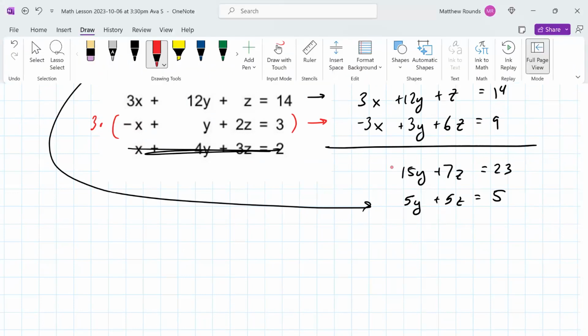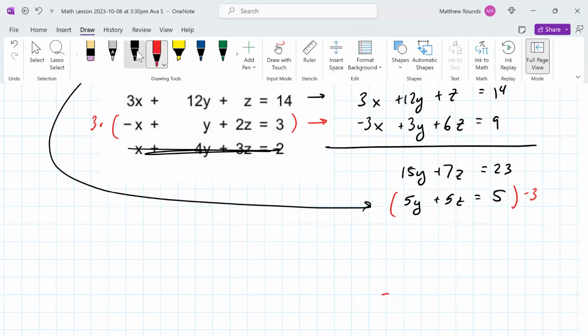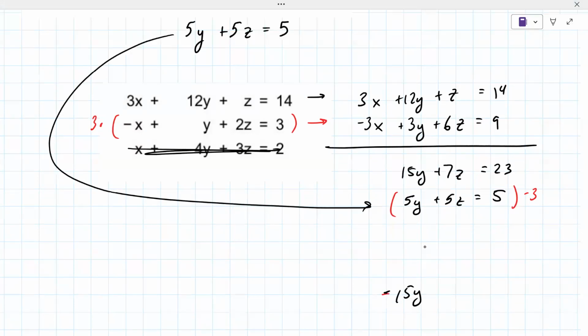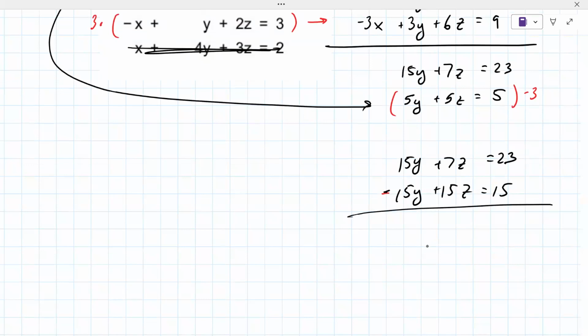So you're going to multiply everything on the bottom by negative 3. So it ends up being, let me grab the right color, negative 15y plus 15z equals 15. 15y plus 7z equals 23. Add them up vertically, and you end up getting, did I do this right? Okay, 22z equals 38.